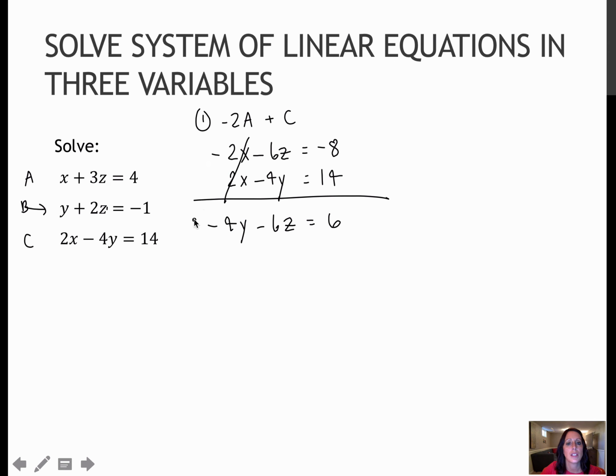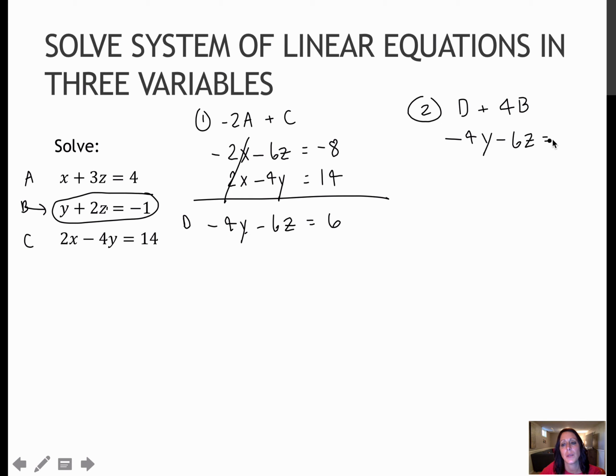I'm going to use this new equation with b, because notice here I have y and z, and here I have y and z. So my point was to get rid of the variables so that I could now have the same 2 variables. I'm going to now add this new equation, and you can call it d if you'd like. I'm going to take equation d, and I'm going to add 4 times equation b. Why 4? Because if I look at my y value, I've got a -4y. If I take this times positive 4, I'll have a positive 4y. So this is -4y minus 6z equals 6.